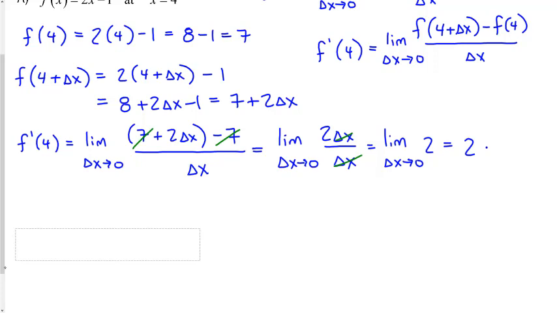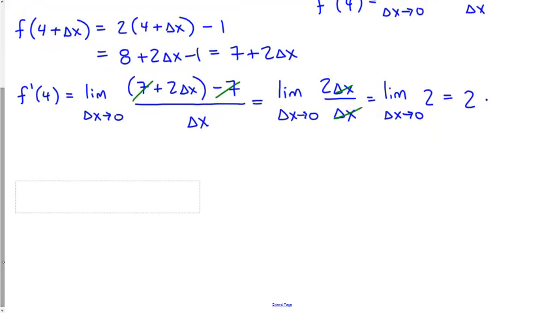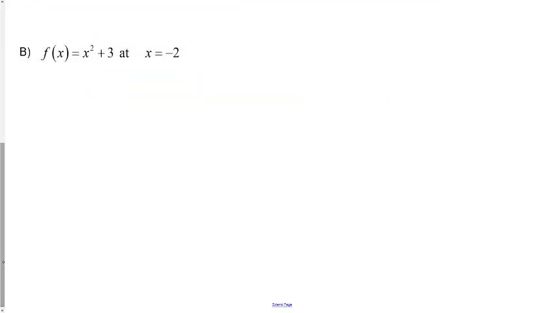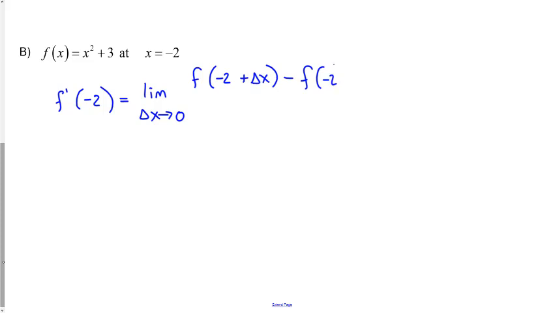Let's try one more of those, but a bit more complex. So f of x equals x squared plus 3 at x equals negative 2. So I want to find f prime at negative 2. So that's going to be the limit as delta x goes to 0 of f of x plus delta x. So x is negative 2, so negative 2 plus delta x, minus f of x, so minus f of negative 2, all over delta x.